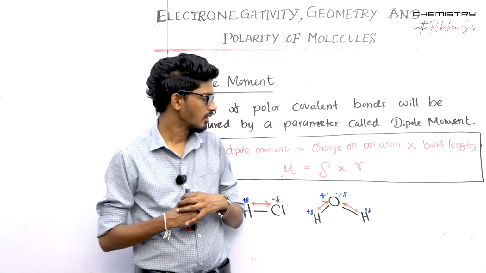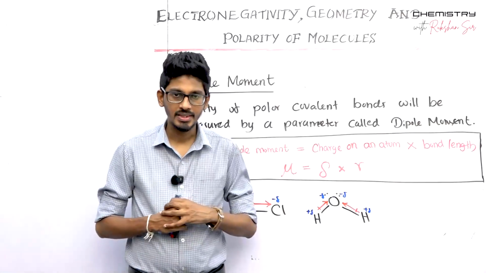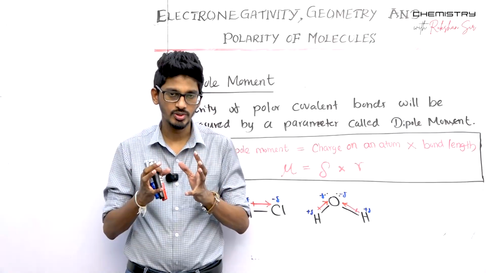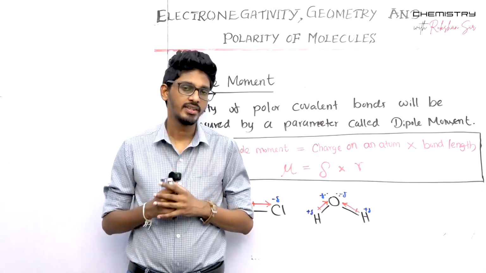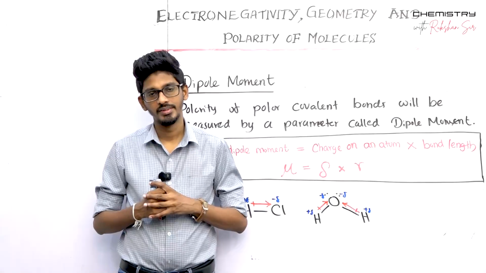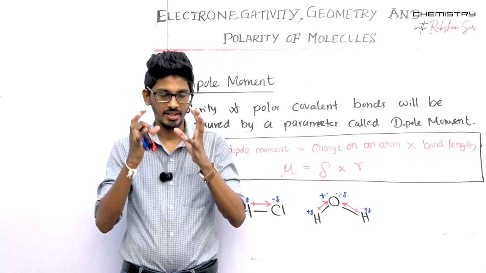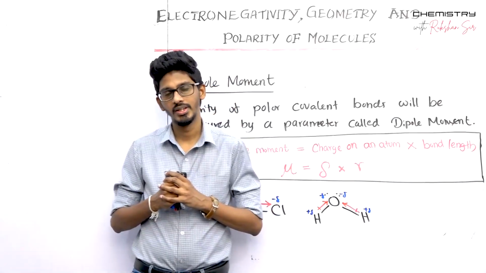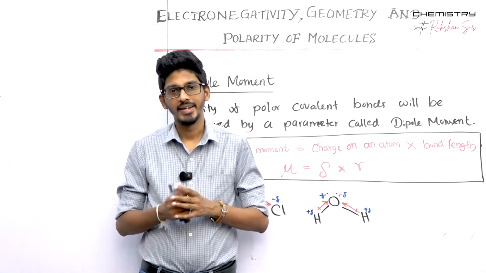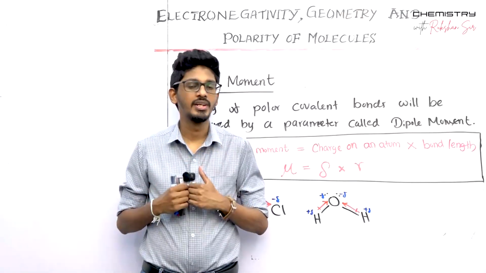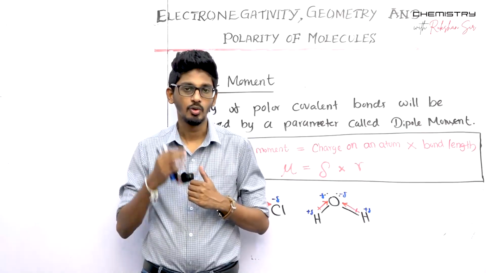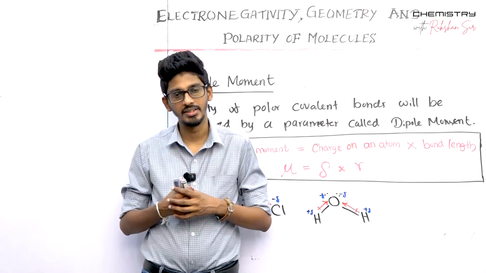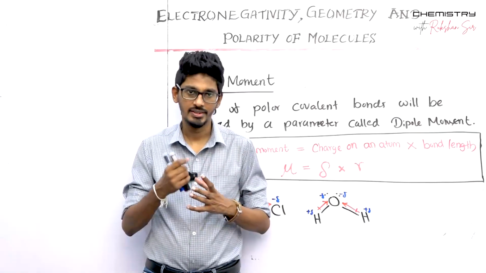So then the book says this dipole moment data can be used to calculate the percentage ionic character of a covalent bond. Earlier, when we started the discussion, we said that polar covalent bonds have some ionic character. So the percentage ionic character can be calculated with the use of this dipole moment data. Let's see how to do so. How to calculate the percentage ionic character with the use of dipole moment data. Let's examine that.